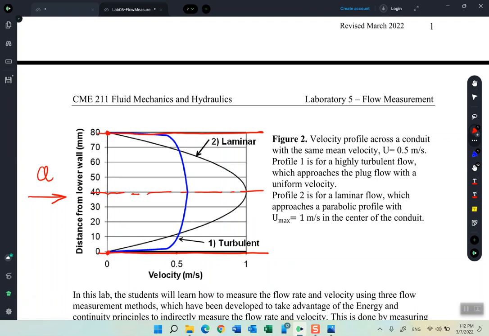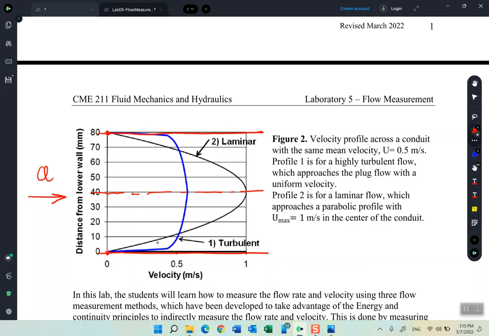So what's the difference between the two lines, the blue line and the black line? The blue line is the velocity distribution in case of turbulent flow. We have two types of flow. We have the turbulent and the laminar flow, depending on the water velocity, the pipe condition, and many other things. These are the two types of flow. In case you have turbulent flow, the velocity distribution looks like the blue line.